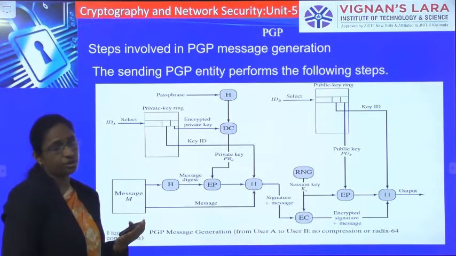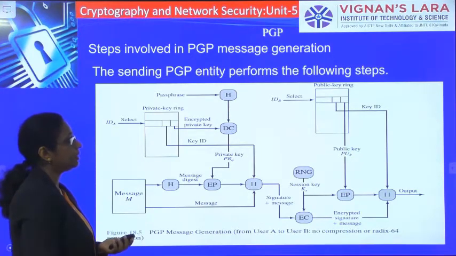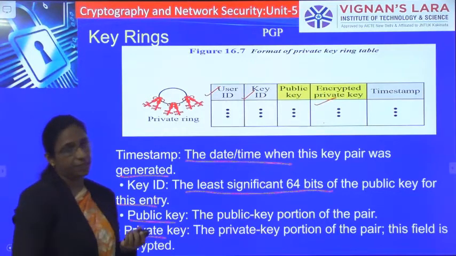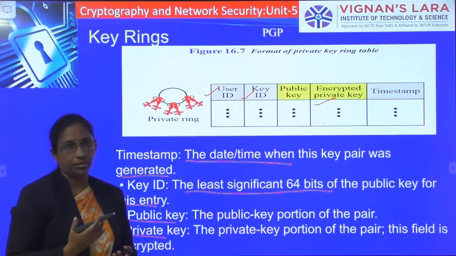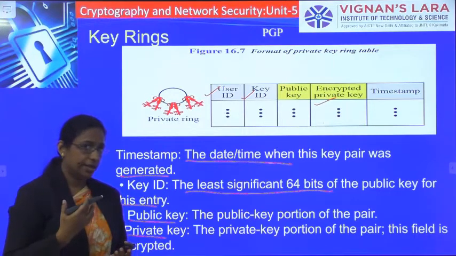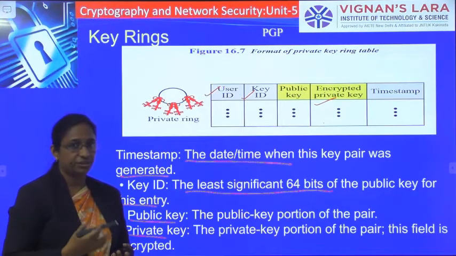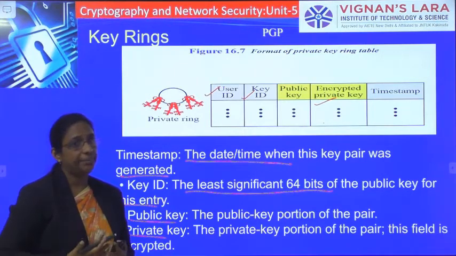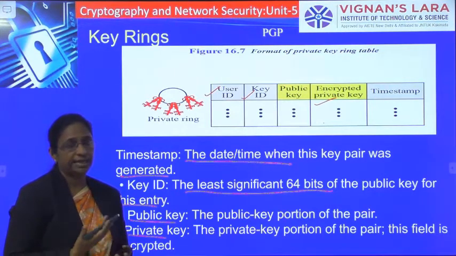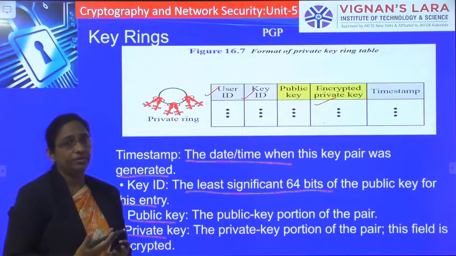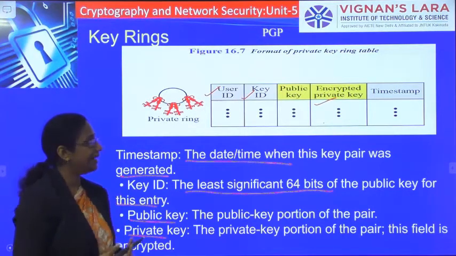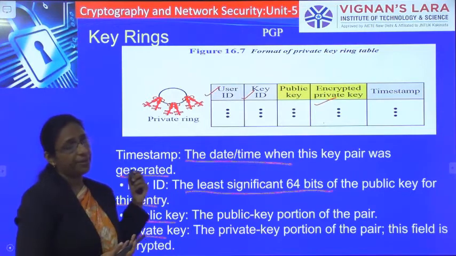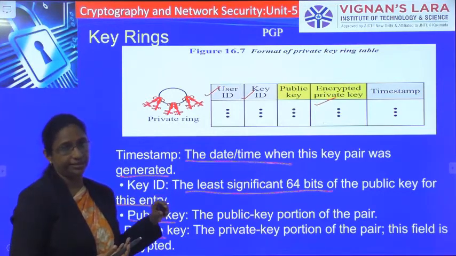Those are the two key rings that PGP maintains, in order to organize and efficiently use the public and private keys. While doing authentication and confidentiality, we require some public and private keys. So for accessing those keys, PGP maintains two types of rings called the public key ring table and the private key ring table.